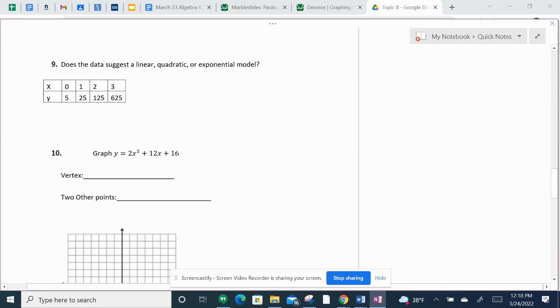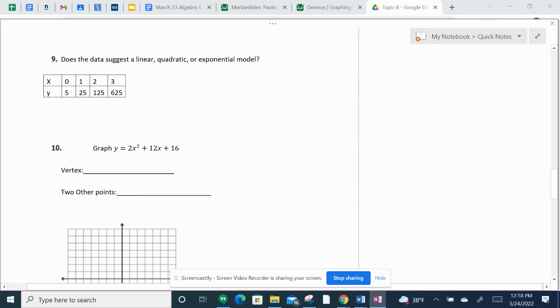Question number 9 is the same kind of thing. Does the data suggest a linear, quadratic, or exponential model? So the first thing I'm going to do is look at the first differences. Actually, sorry, I should first start by looking at my x's and make sure they're consistent. So 0 to 1 is 1, 1 to 2 is 1, 2 to 3 is 1. Yes, they are moving in a consistent pattern.